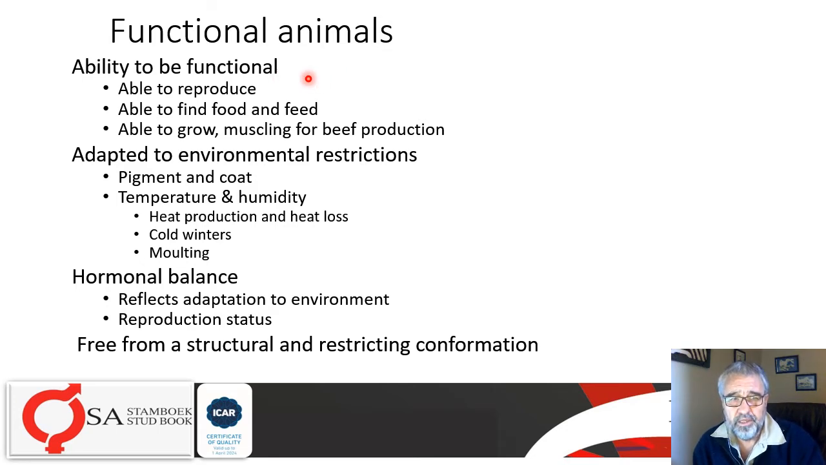So how do we know that animals are well adapted? We usually know that they are able to reproduce, and they are able to find food and feed in the production system, and they will be able to grow, and they have good muscling for beef production.